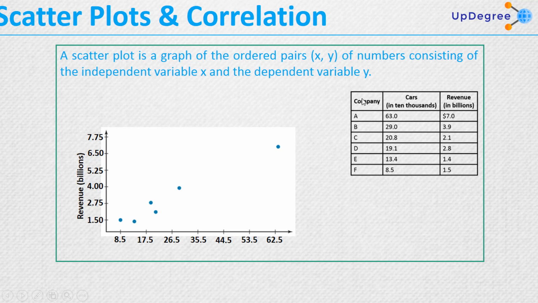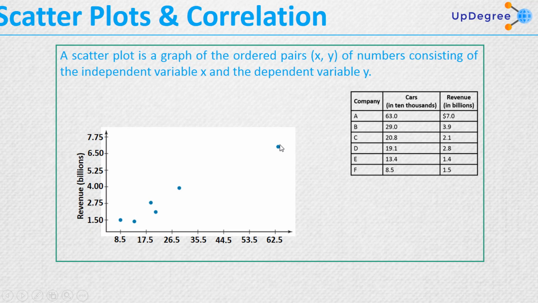Here you can find that we have 6 companies, and the respective investments in the car business, in $10,000. These are the investments these 6 different companies have made, and the revenue they have earned in $1 billion. Now if I plot them, along the x-axis we plot the respective investments, and along the y-axis we plot the respective revenues earned, and you can find that when x is increasing, y also has a tendency to increase.